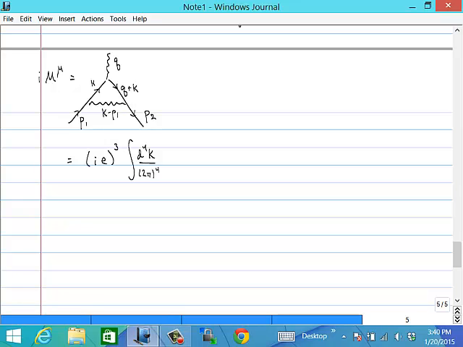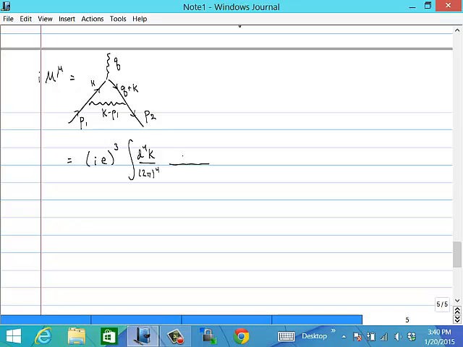And then what do you have? Well, let's start with the photon propagator down at the bottom of this diagram. So that gives you a 1. So remember, the photon propagator is g mu nu over q squared, where q is the momentum of the photon.